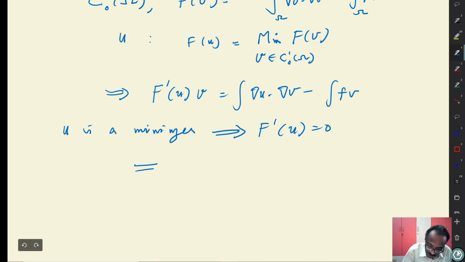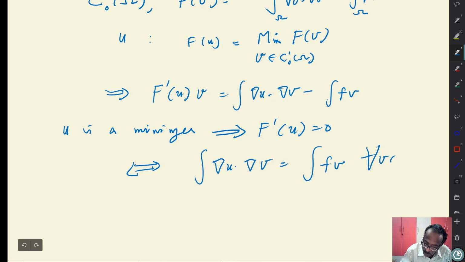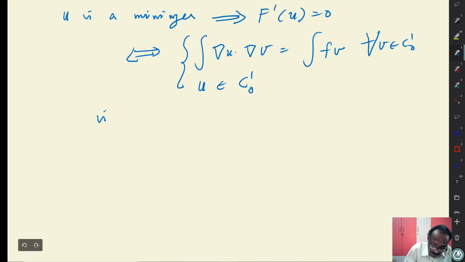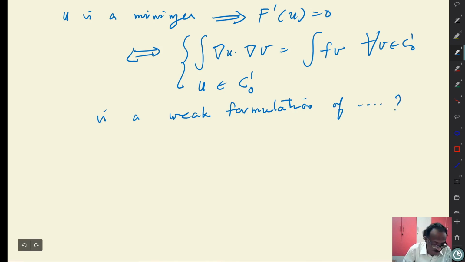That is equivalent to saying that you have this problem: integral of grad u grad v equal to integral of f v. This should hold for all v in C^1_0, and you look for a solution u in C^1_0. This is called a weak formulation. We have to justify other steps which we have given in the last class. That's what we are trying to say. But weak formulation of what? That's what we are going to say now.